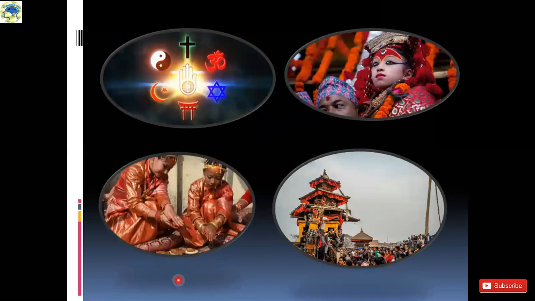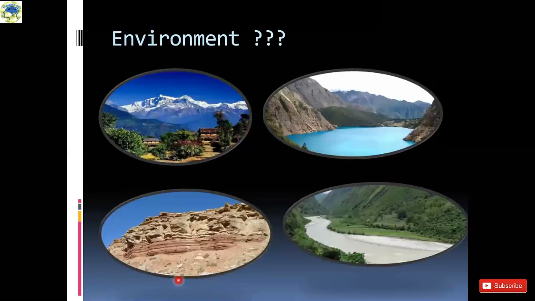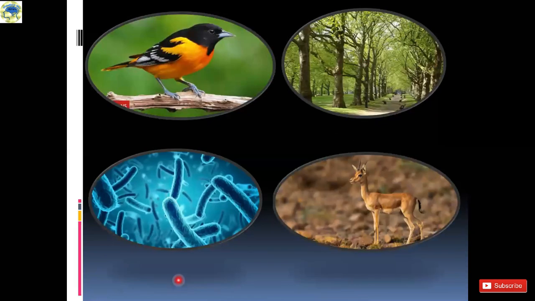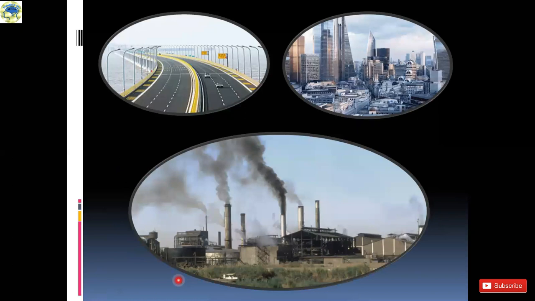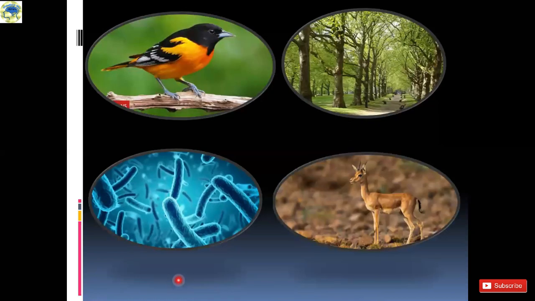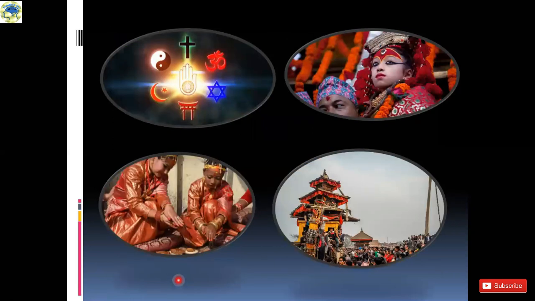When we see the picture, we can see there are 4 slides here. So this is living or non-living component. This is non-living component. It means abiotic component. This is also abiotic component, non-living component. But this is living component, means biotic component, and this is also abiotic component. So now we can say that environment means the sum of biotic and abiotic component.